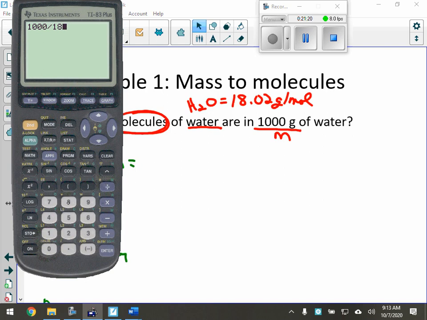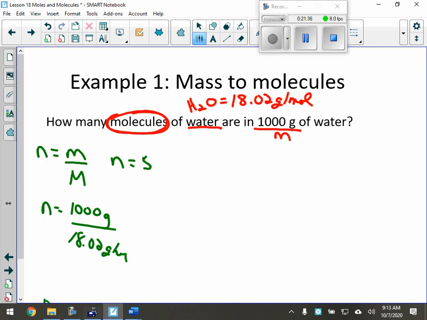Again, make sure you're putting the numbers in the right spot. Please don't flip these numbers over. That's going to give a way different answer. We're going to divide those two. It's about 55 moles. That's a lot, obviously, but that's what it is, okay? 55.49 moles. Now, here's the important part here as well. So we're going to write down here 55.49 blah, blah, blah moles, okay?